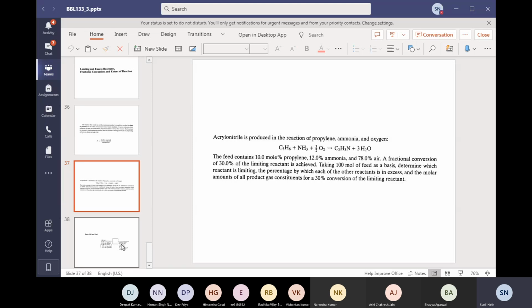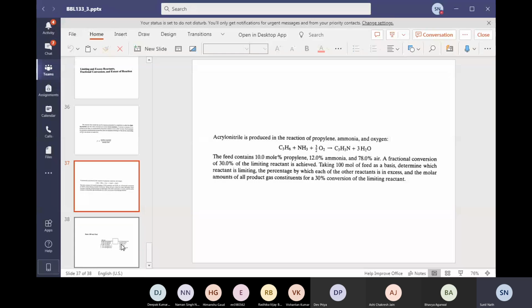Let us try to solve it exactly, because I don't want to spend too much time on limiting and excess reactants because we have to move on. But today is the only class on this because I think you should know these concepts. So why not try and solve this exactly, and then we can go on to more interesting mass balance with chemical reactions, multiple reactions.